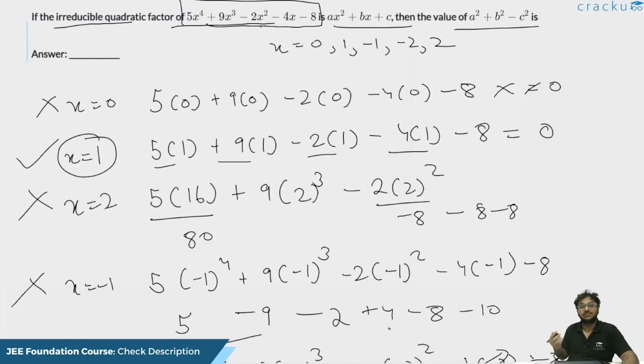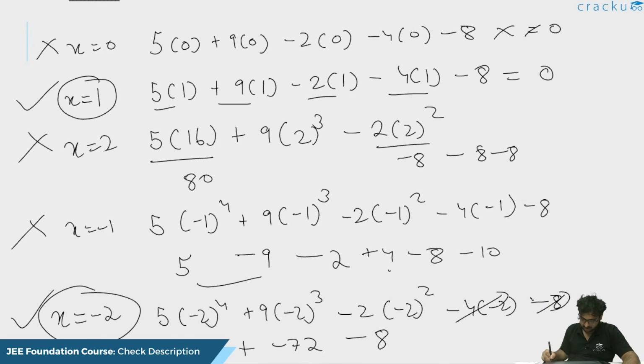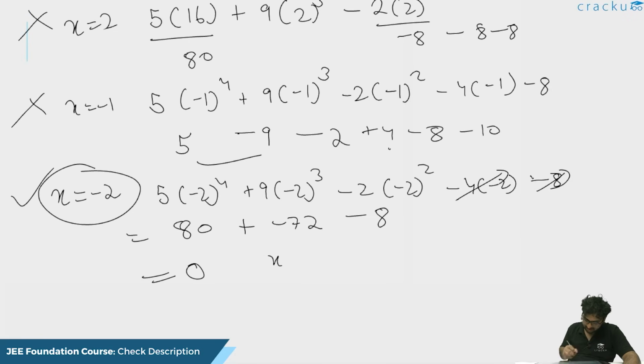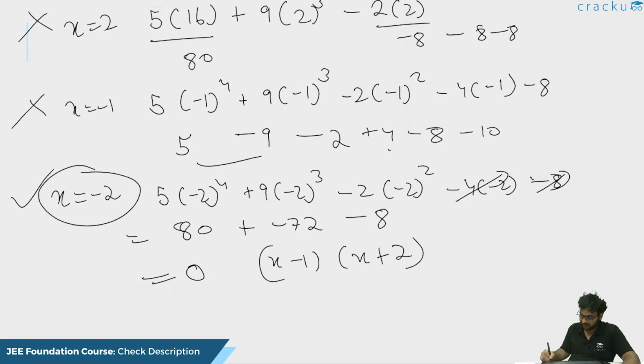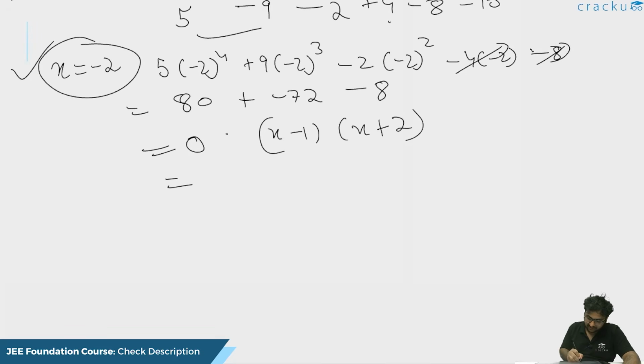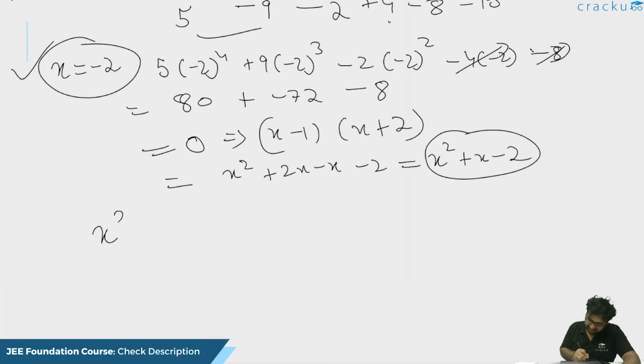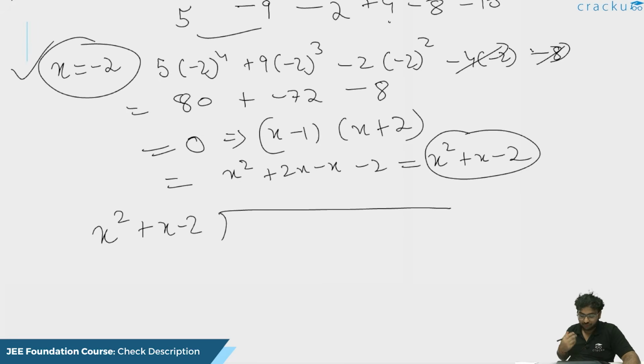Now by long division method we can find the other roots also. So let me first write x minus 1 into x plus 2 are the roots of this equation. So this will be equal to x square plus 2x minus x minus 2. So this is equal to x square plus x minus 2. Now by long division method, let us find the other two factors also.